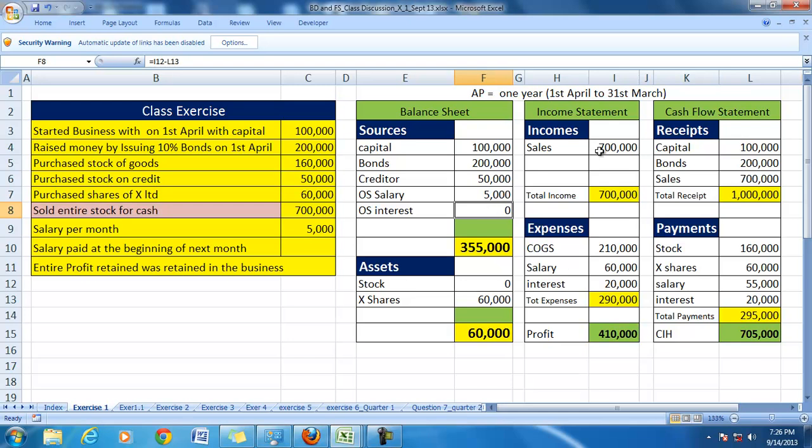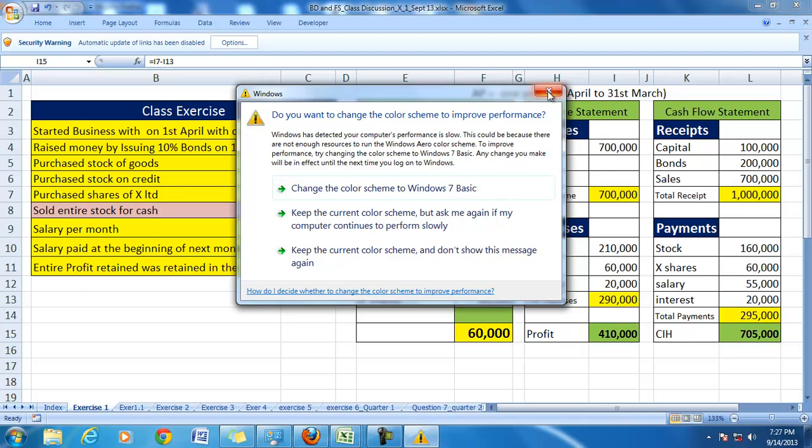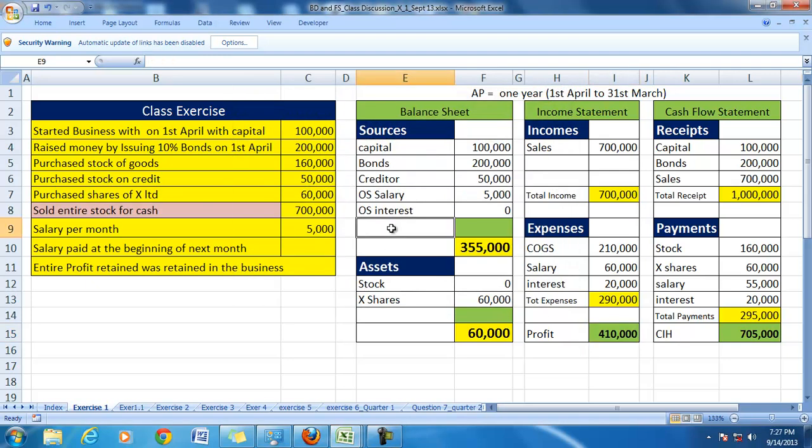All transactions done, so the summation of incomes, total income is 700,000, total expense is 290,000, and the profit is 410,000. For the time being, ignoring tax, we make this profit, and this profit is fully retained in the business. So if it is retained, it is transferred to the balance sheet. The entire profit is transferred to the balance sheet.